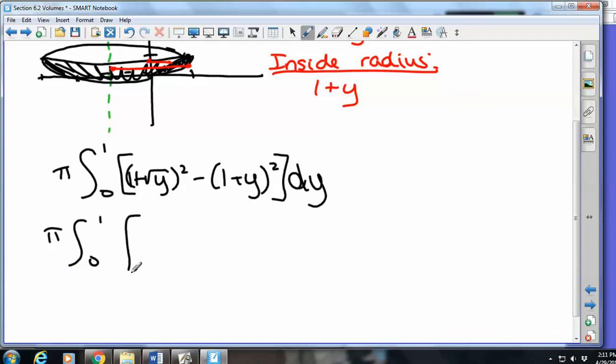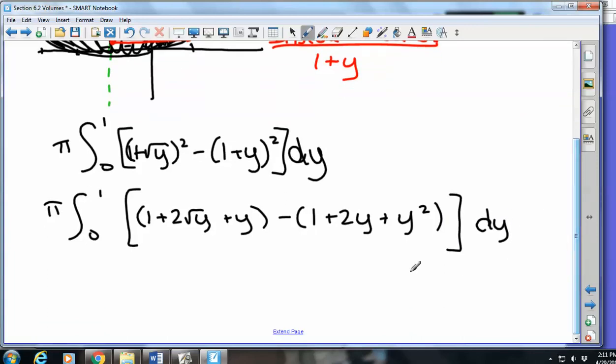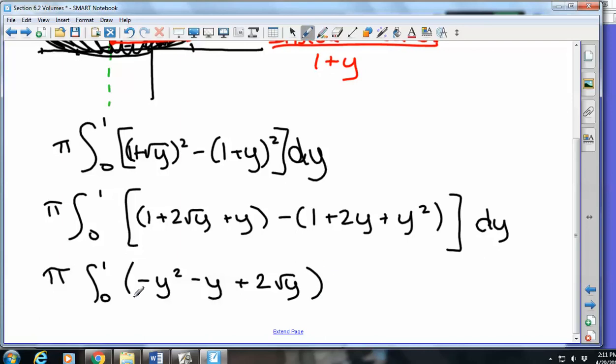We start multiplying everything out. It gives me 1 plus 2 radical y plus y, minus 1 plus 2y plus y squared. So if I combine like terms here, I end up with a negative y squared, a negative y, positive 2 radical y.